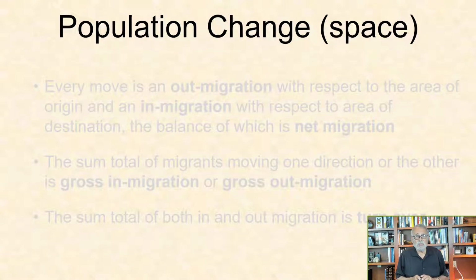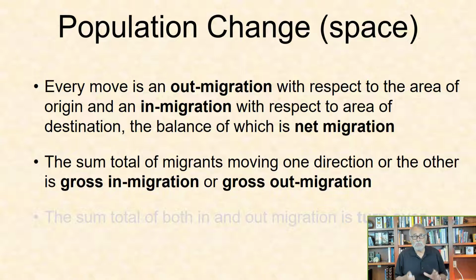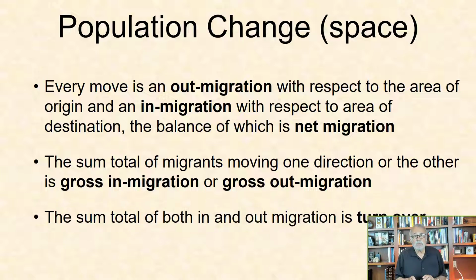We have population change in space. Every move is an outmigration with respect to the area of origin and an in-migration with respect to the area of destination, the balance of which is net migration. The sum total of migrants moving one direction or the other is gross in-migration or gross out-migration. The sum total of both in and out migration is turnover.